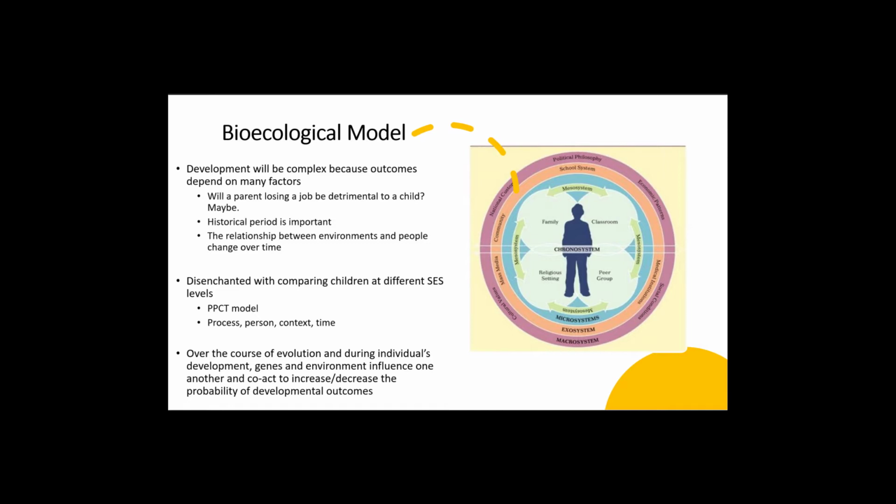Does Social Security exist yet? Do you live in Denmark, where there are many social welfare programs, or do you live in the United States, where there's not paid sick leave, for example? So Bronfenbrenner was disenchanted with comparing children at different SES levels. So he argued for a PPCT model, which is process, person, context, and time. Again, just different aspects of that larger ecological system. Over the course of evolution, during individuals' development, genes and environments influence one another and co-act to increase and decrease certain outcomes.